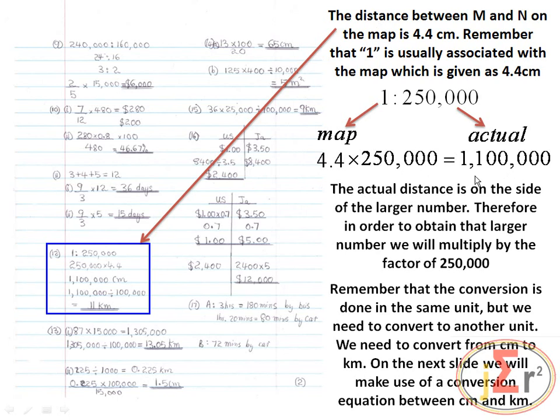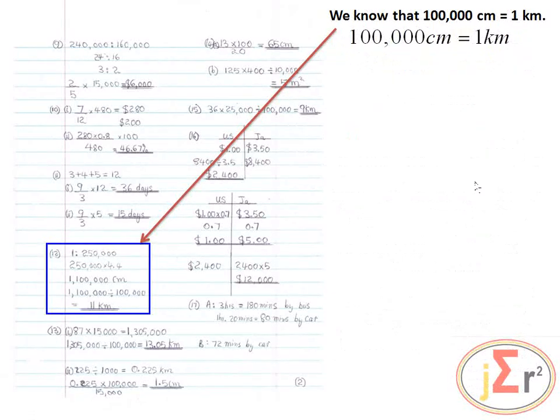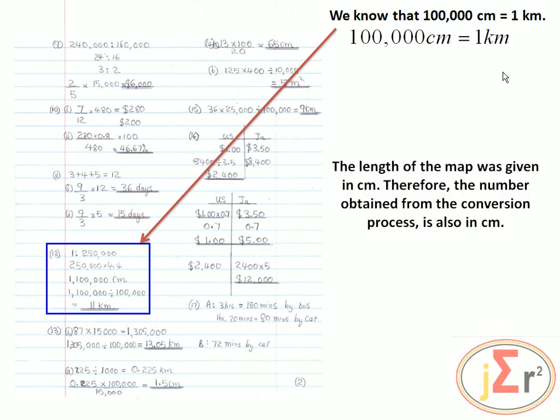So this is 1.1 million centimeters, and we need to convert that to kilometers. Do not forget that 100,000 centimeters is equal to 1 kilometer. Therefore, in converting from centimeters to kilometers, the number that you get will be smaller. Notice that the number on the centimeter side is larger than the number on the kilometer side. So in converting from centimeters to kilometers, the answer should be smaller.